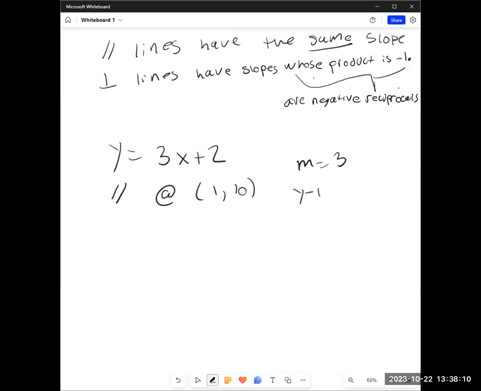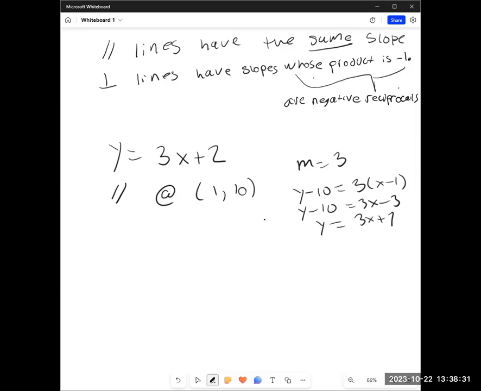So y minus y1 equals m times x minus x1. If it doesn't tell you to put it in slope-intercept form, you're fine. That's the equation of the line. y minus 10 equals 3 times (x minus 1), so y minus 10 equals 3x minus 3. y equals 3x plus 7. So there's your equation in slope-intercept form.